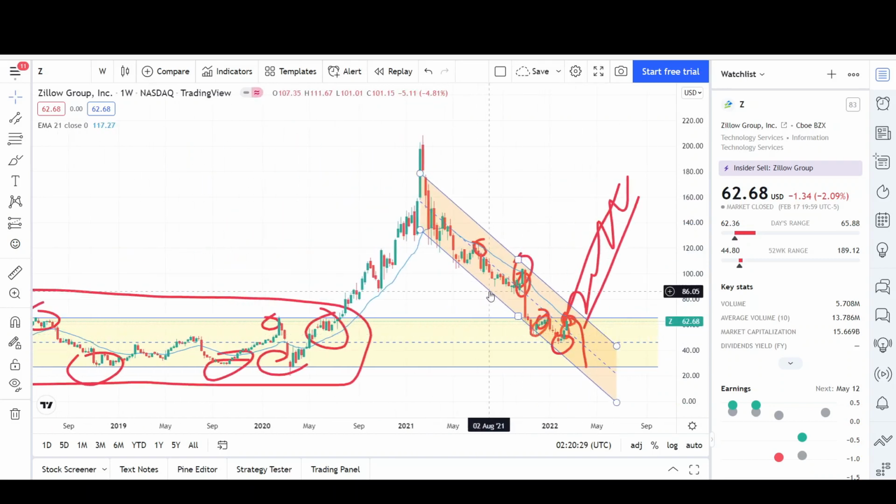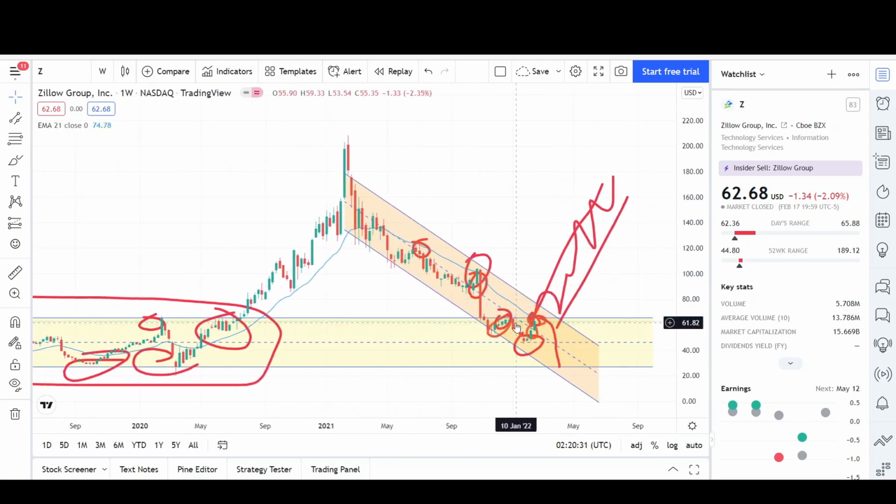So that's everything I have for Zillow. Told you guys what's going on in the chart, what has happened, and probably what will happen most likely. So I'm sticking with that $27 target as long as we break through that $45 target. But if anything else changes, I'll give you guys an update.